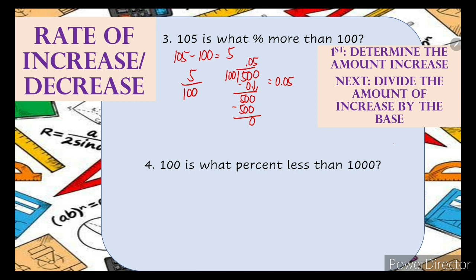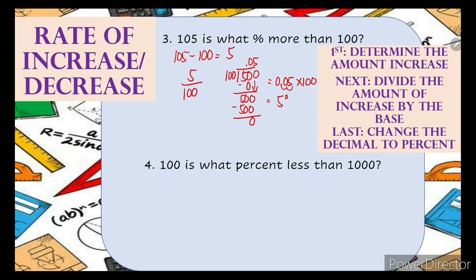Then, the third step is to change the decimal to percent. So, times 100 ulit. Let us move two decimal places. So, our answer is 5%. So, 105 is 5% more than 100. Okay, for our last example, 100 is what percent less than 1,000?